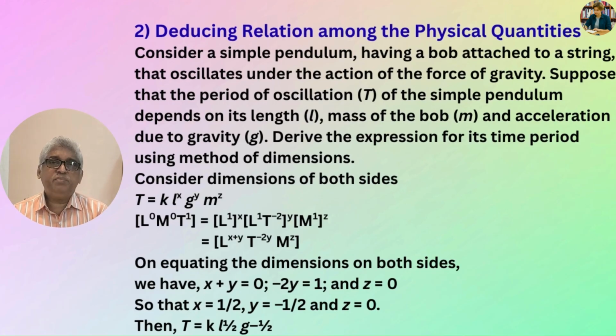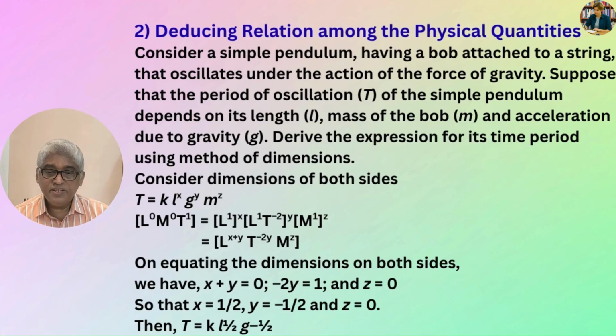That means if we have to derive the relation between physical quantities, dimensional analysis is useful. Now consider a simple pendulum having a bob attached to a string that oscillates under the action of the force of gravity. Suppose that the period of oscillation, which means the time needed for one oscillation, as we already know, T, capital T, of the simple pendulum depends upon its length, which is the given data, the mass of the bob, m, and the acceleration due to gravity. Now derive the expression for its time period using the method of dimensions or dimensional analysis.